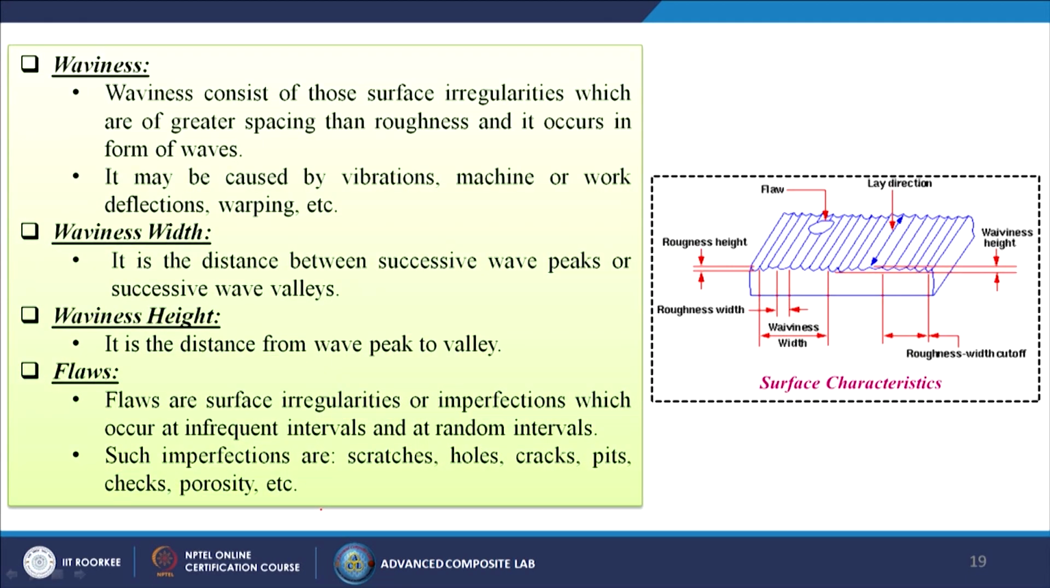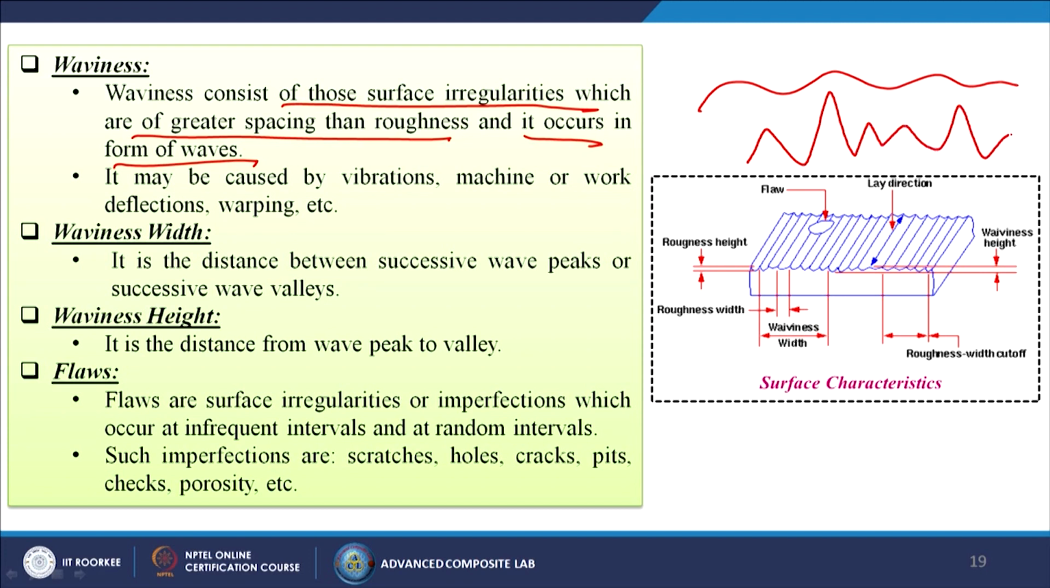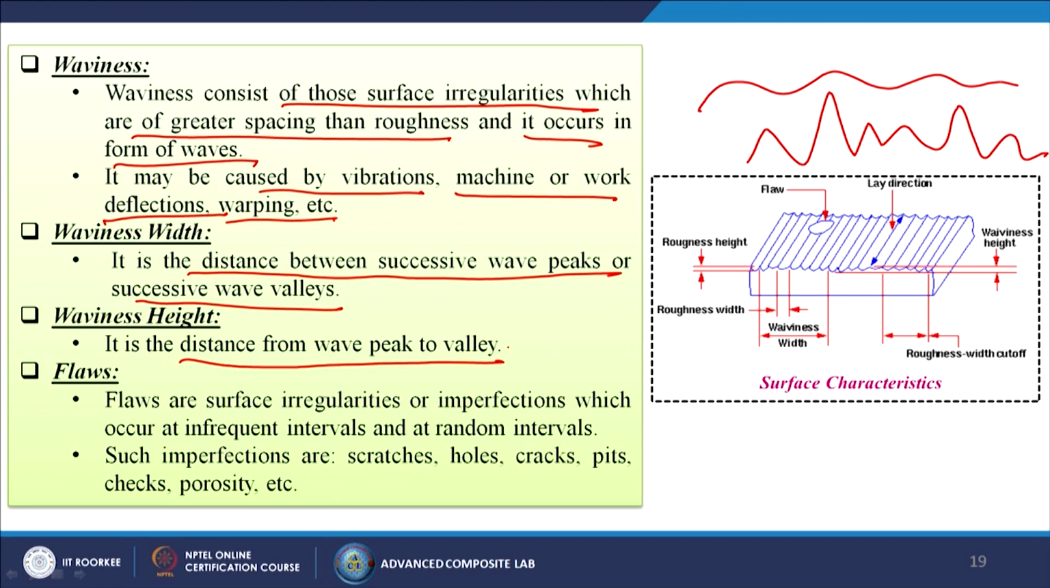Now, come to the waviness. Waviness consists of those surface irregularities which are of greater spacing than roughness and it occurs in the form of waves, as I told already. There are no irregularities over there, but when you are talking about the roughness there are some irregularities. It may be caused by vibrations, machine or work deflections or warping, etc. Waviness width is the distance between successive wave peaks or successive wave valleys. Waviness height is the distance from the wave peak to valley.